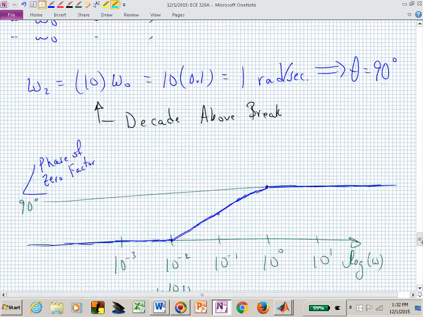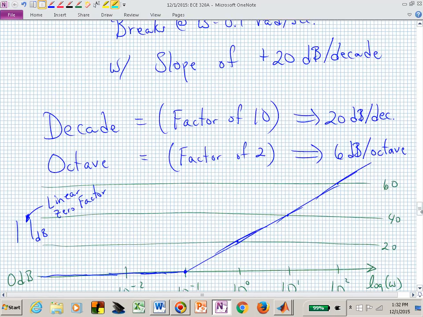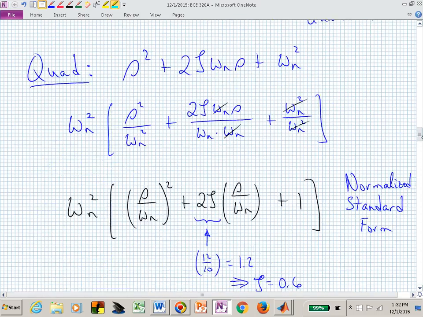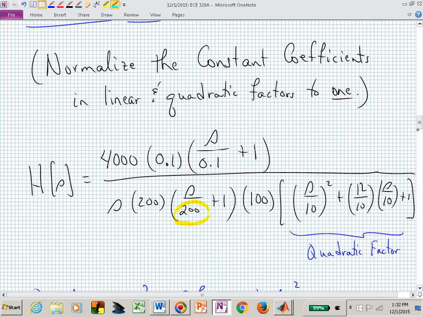So what makes the angle negative for this plot? Anyone want to answer that? It's downstairs. So if you wanted to look at the angle of H of s, you would need to keep track of the angle due to this zero factor, the angle due to this pole factor, the angle due to this pole at the origin, and this angle due to the complex or the quadratic factor.